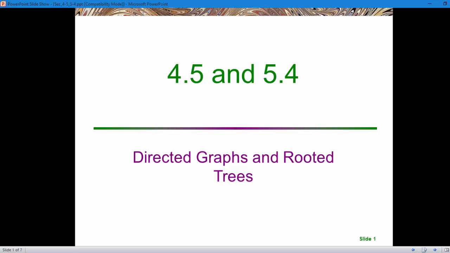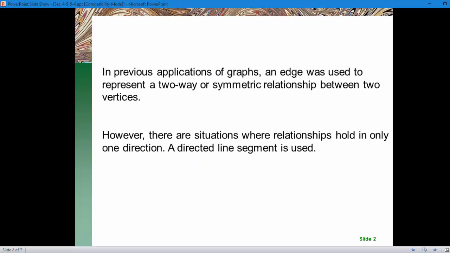We're going now to consider edges that have directions. This way we will extend the definition of graphs to directed graphs. In previous applications of graphs, an edge was used to represent a two-way or symmetric relationship between two vertices. Now, there are some situations where the relationships hold in only one direction.